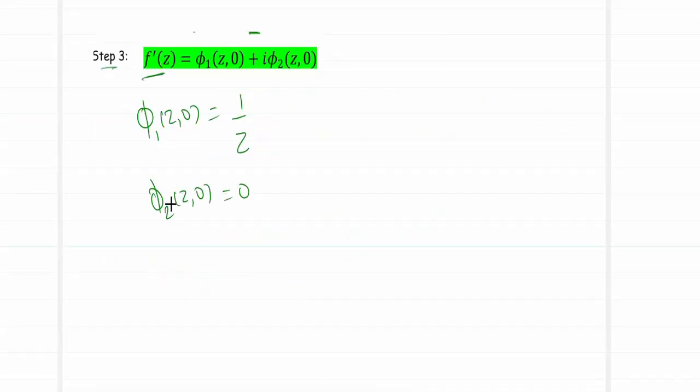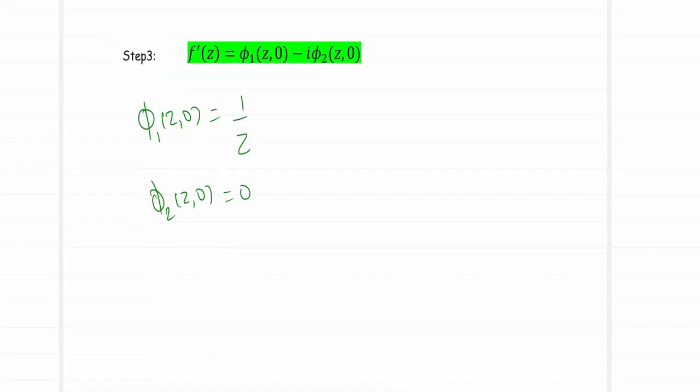Step 3. Compute your f dash of z by substituting phi 1 of z comma 0 plus i phi 2 of z comma 0. I'm sorry, the sign over here is plus. So compute f dash of z as phi 1 of z comma 0 minus i times phi 2 of z comma 0. You can remember it this way: whenever we are having u and we are computing f dash of z, it is going to be a negative sign in between.